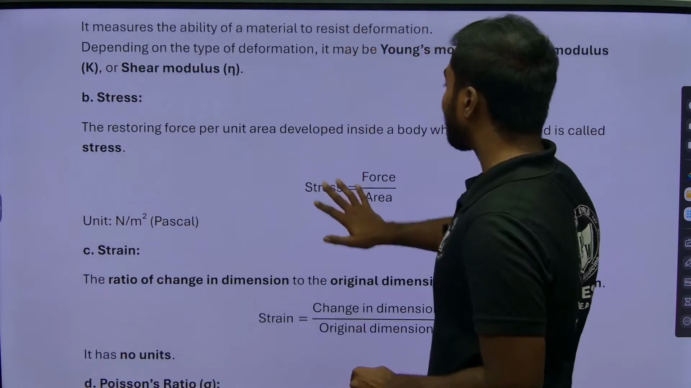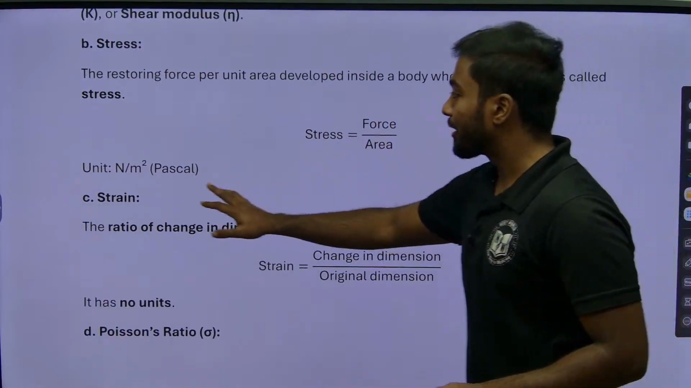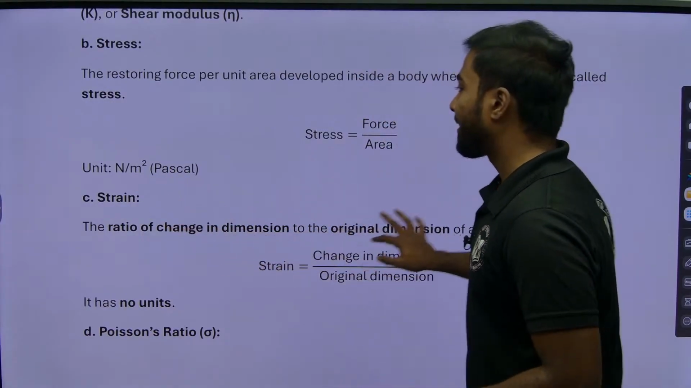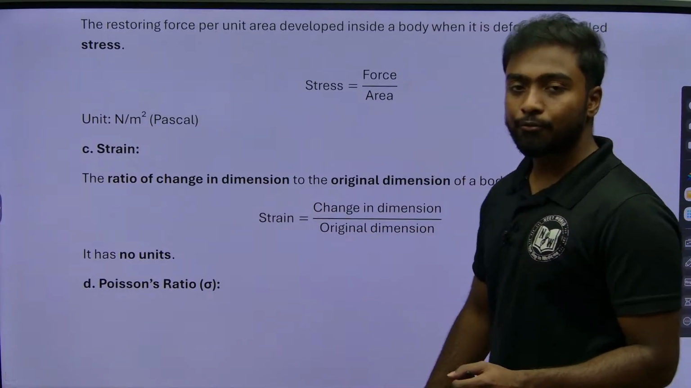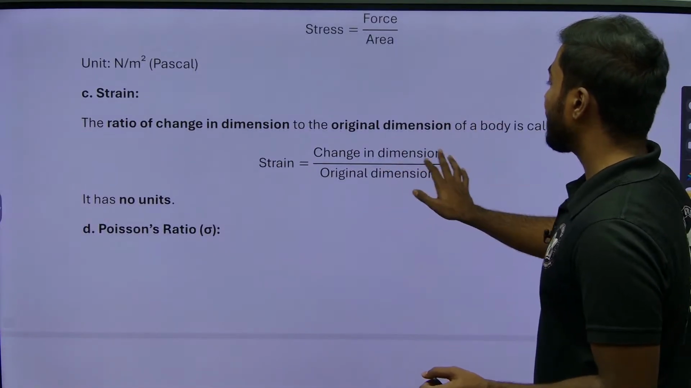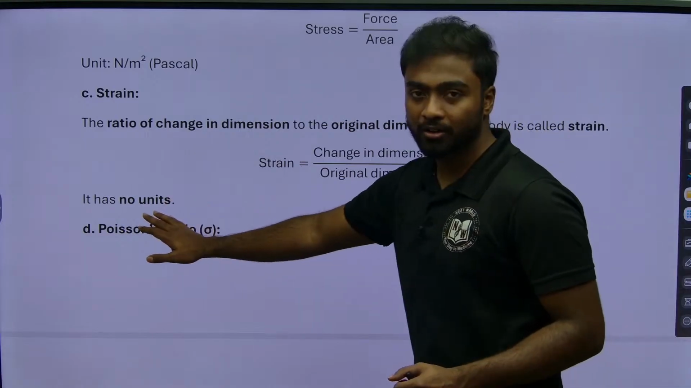Stress is nothing but force by area, and Newton per meter square is the unit, or else we can say it's a Pascal. When we use Pascal in a fluid, that is pressure. Strain is nothing but change in dimension by original dimension, and it has no units.